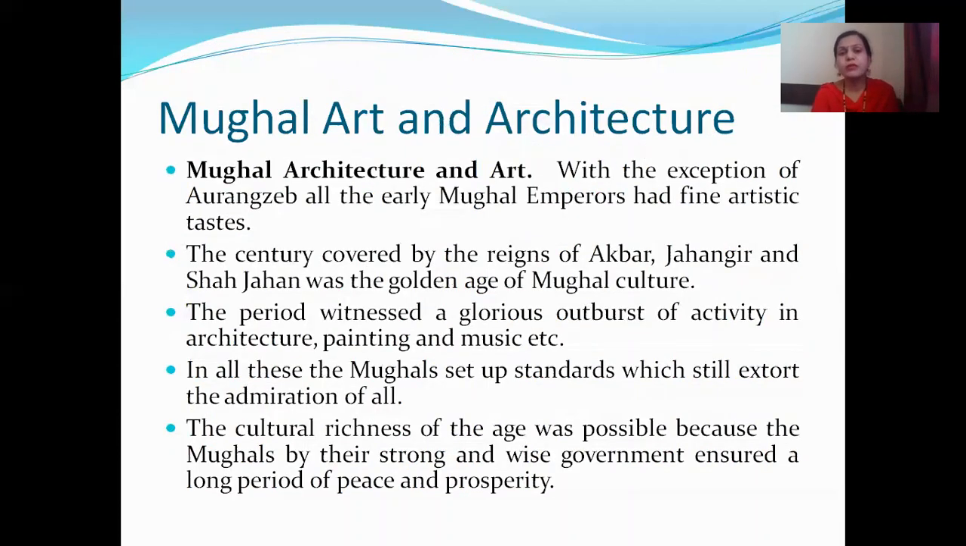Then directly we go to the Mughal art and architecture. With the exception of Aurangzeb, all the early Mughal emperors had a fine artistic taste. Most of the Mughal rulers were interested in giving importance to artistic work, except Aurangzeb. The century covered by the reigns of Akbar, Jahangir, and Shah Jahan was the golden age of Mughal culture. The period witnessed a glorious outburst of activity in architecture, painting, and music. All these Mughal works set up standards which still draw the admiration of all.